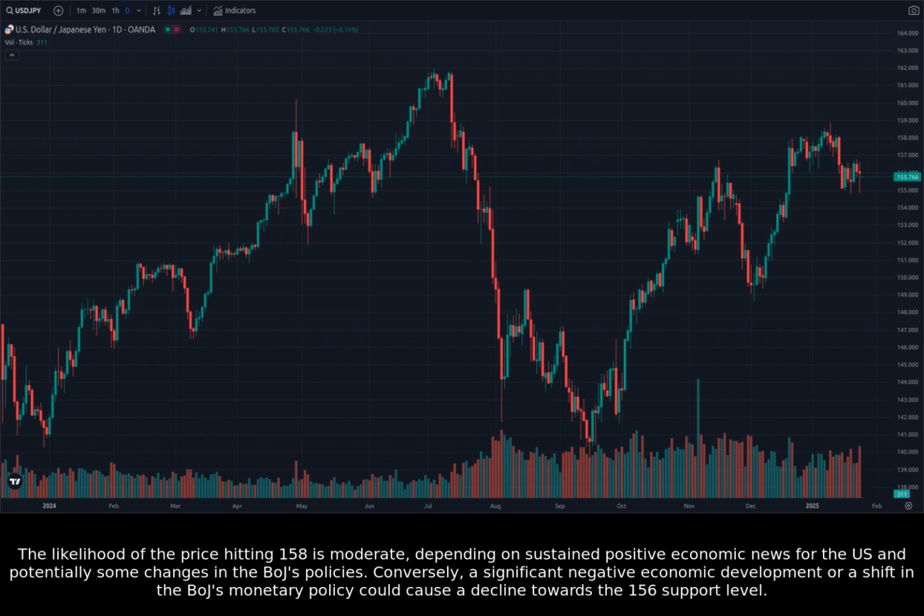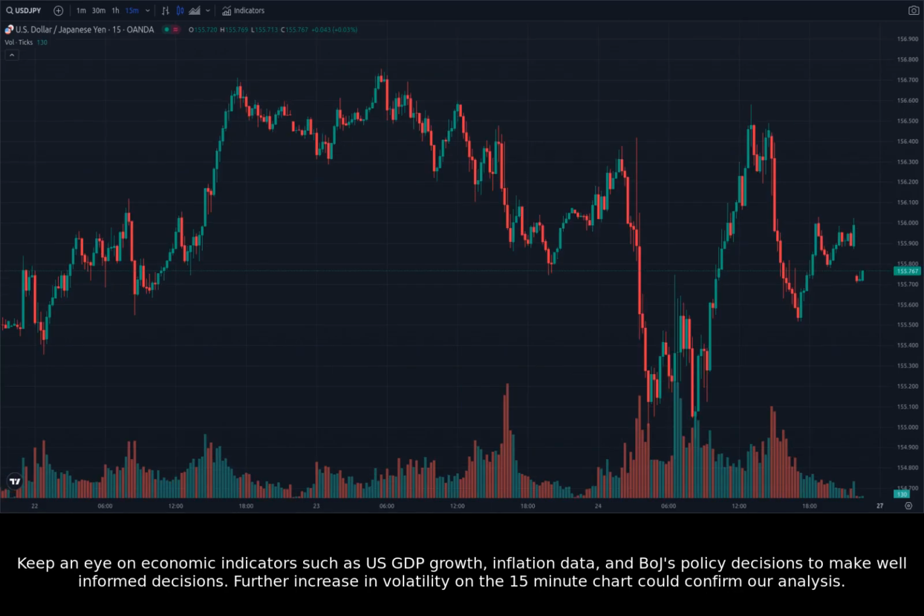Conversely, a significant negative economic development or a shift in the BOJ's monetary policy could cause a decline towards the 156 support level. Keep an eye on economic indicators such as U.S. GDP growth, inflation data, and BOJ's policy decisions to make well-informed decisions. Further increase in volatility on the 15-minute chart could confirm our analysis.